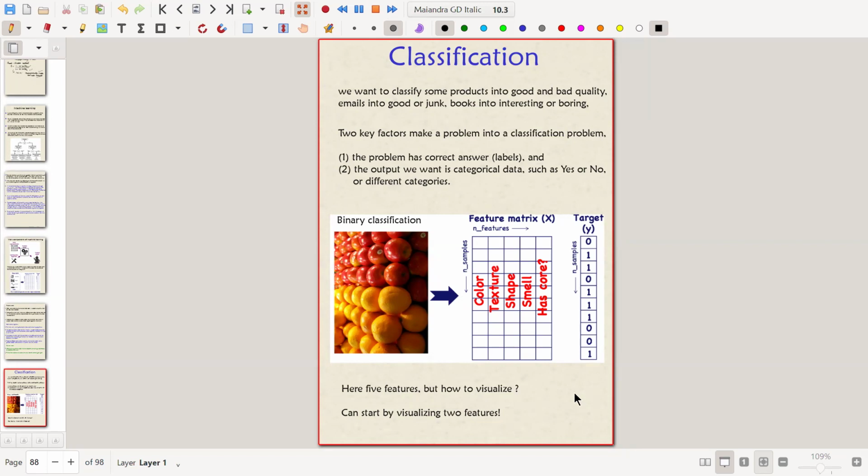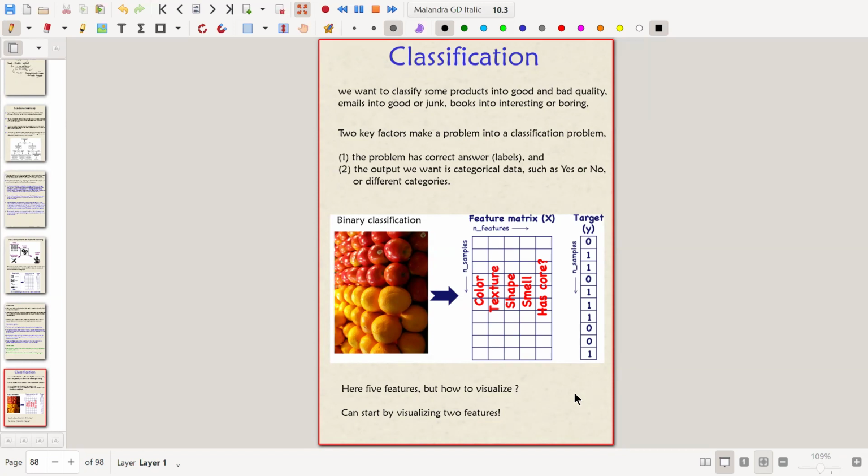So now you can see this is the feature matrix. You have color, texture, shape, smell, and has a core. Usually an apple has a core, seeds. An orange doesn't have a core. So that's also a feature. And these are the targets. The target will be 0 or 1 here because it's a binary classification. If not a binary classification, it will be a set of numbers.